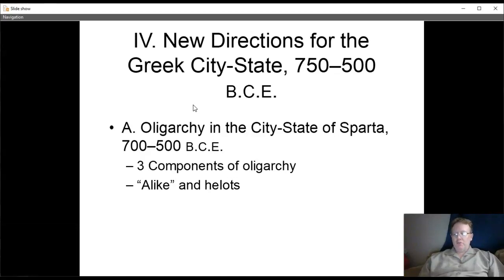Military readiness was most important. Military authority was most important. Everything else was secondary. The Spartan economy pretty much depended entirely on a large labor force of enslaved Greeks.